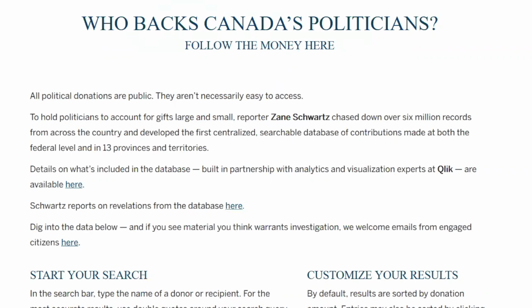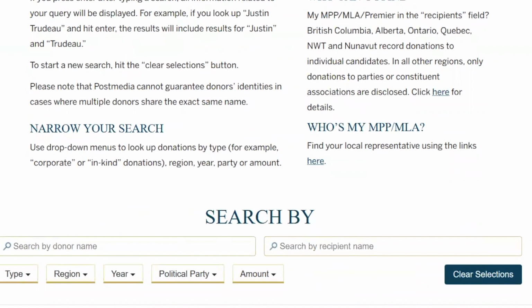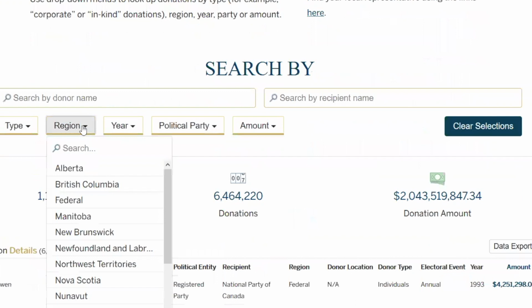So what we did is we took this data and converted it from PDF using optical character recognition technology, mostly Comet Docs, which is the technology of choice of the Investigative Reporters and Editors, the US organization, and converted it into a .csv file, which then allowed us to put it into the searchable database.